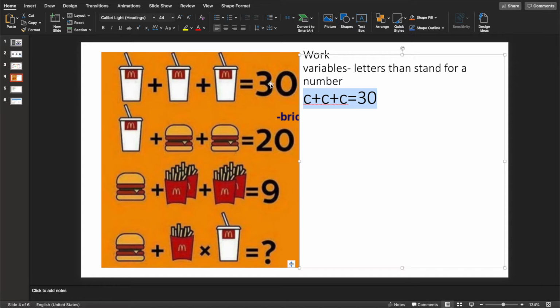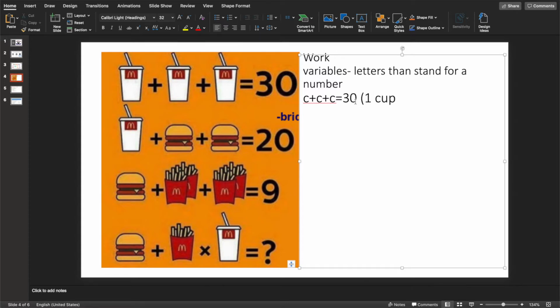Okay, so I see that 30 is being split into 3 of the same numbers. So another way I could say that is that 30 is being divided by 3. Well, 30 divided by 3 is 10. So in other words, that must mean that 1 cup equals the number 10.